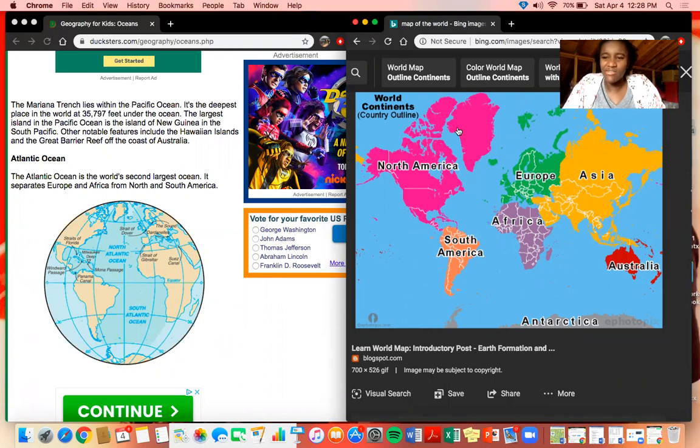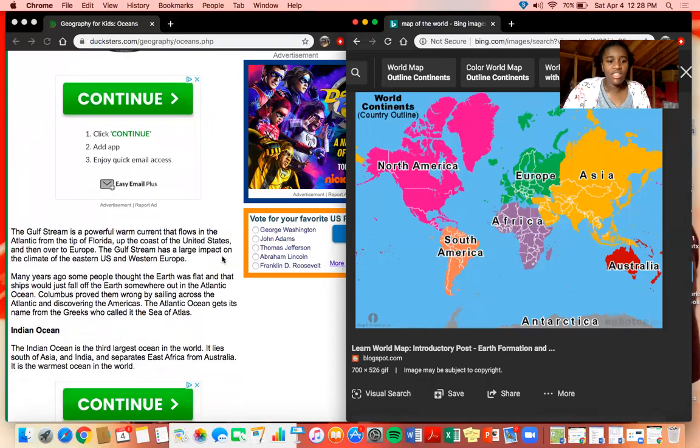What an ocean is, I should have said this first, is just a big body of water. As you can see, the Atlantic Ocean is just a really big body of water, and so is the Pacific Ocean. They're just really big bodies of water.